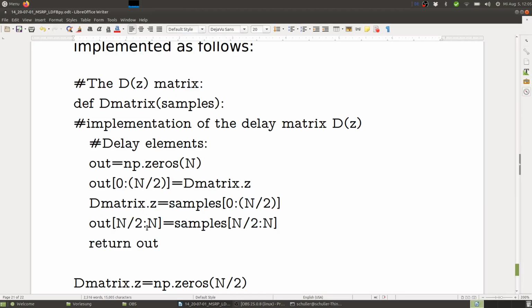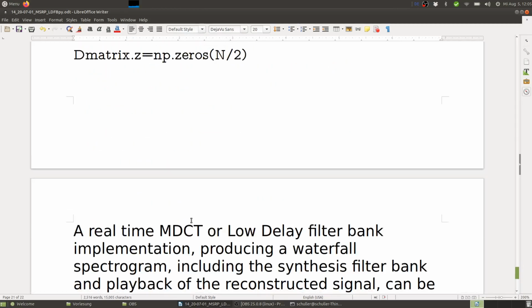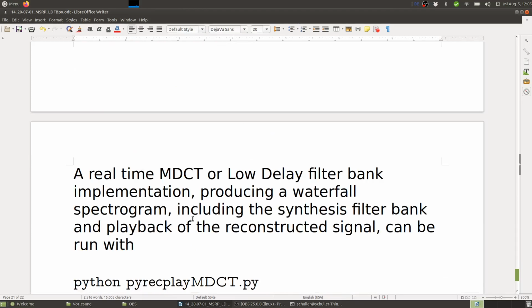Then the lower half of this block is easy because that was just ones for the delay matrix, which means it's just passed unchanged. So here you can see it. The last half of the block is assigned to the last half of the output block. So this is exactly the function of this delay matrix D. The first half of the block is delayed by one sampling interval, or one block interval, and the second half is passed unchanged. Yeah, so it's actually quite simple when you think about it.